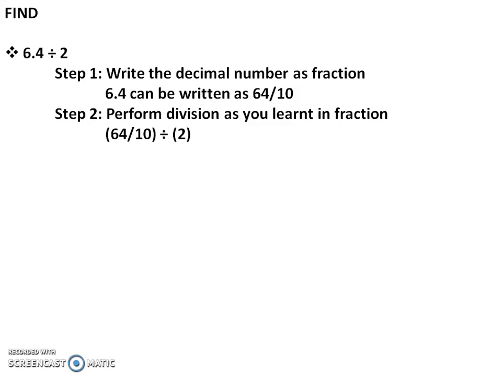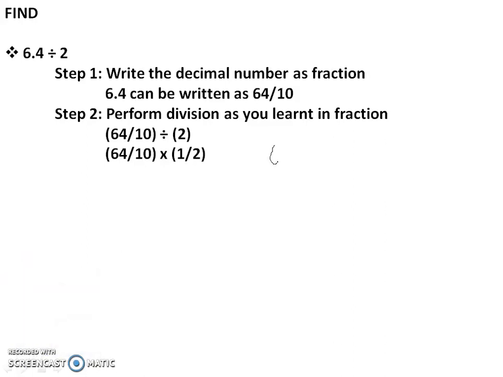That is 64 by 10 divided by 2. Here the second number is 2. So you will multiply 64 by 10 by the reciprocal of 2. What is the reciprocal of 2? It is 1 by 2. So 64 by 10 into 1 by 2. What is 64 by 10 into 1 by 2?